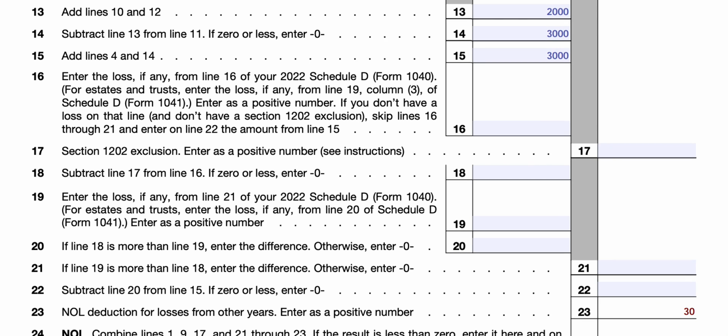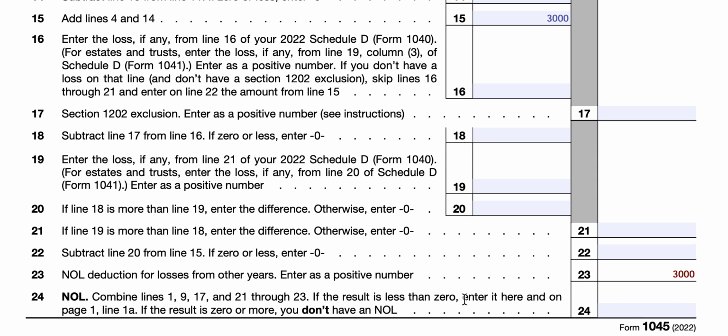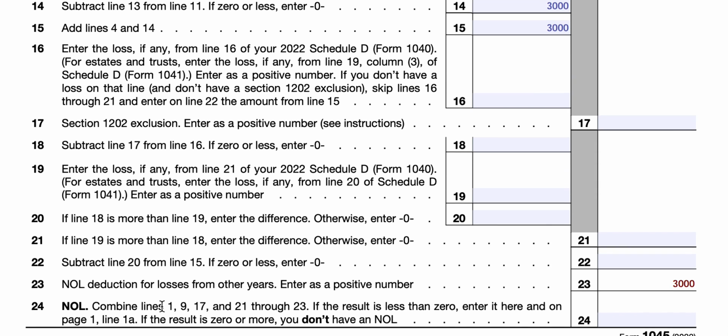Now this happens to be your net operating loss deduction for losses from other years. You can enter this as a positive number. And then you would use that and combine it with all of these other lines to come up with your net operating loss.